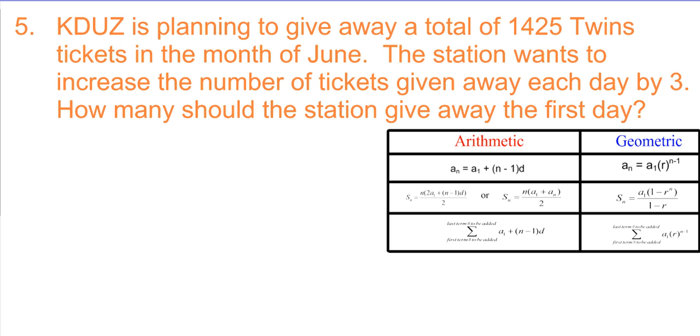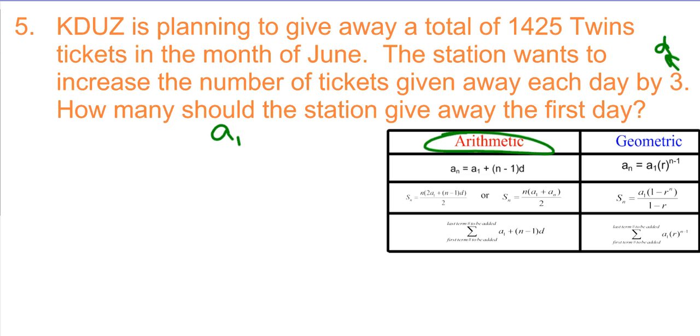So it says KDUZ is planning to give away a total of 1,425 Twins tickets in the month of June. So total number of tickets is 1,425. Does that make sense? And then it says the station wants to increase the number of tickets given away each day by 3. So that sounds to me like we're dealing with arithmetic, right? It's going up by 3 every time. That's my d. And then it says, how many should the station give away on the first day? So it's looking for a1.